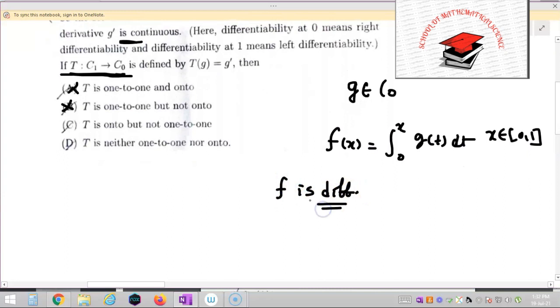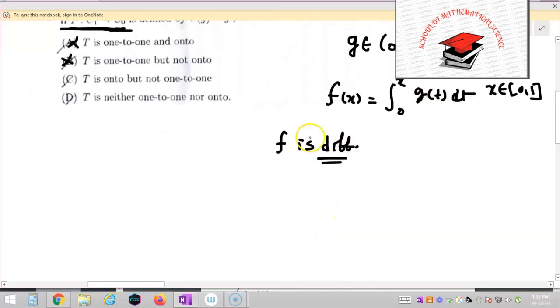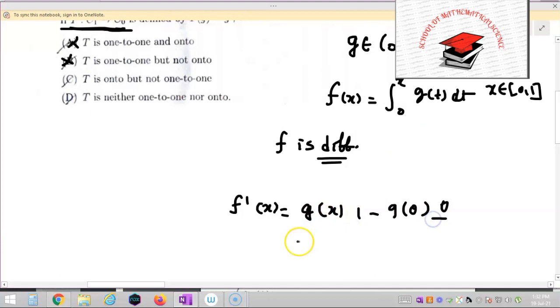It is a well-known property of Riemann integration that if g is continuous, then f is differentiable. So as f is differentiable, now let us find the derivative of f. So f'(x) is nothing but, we know that there are 2 limits, so first we need to put x in place of t, so g of x, and differentiate x, that would be 1, minus g of 0 into differentiation of 0, that would be 0, so g of x.